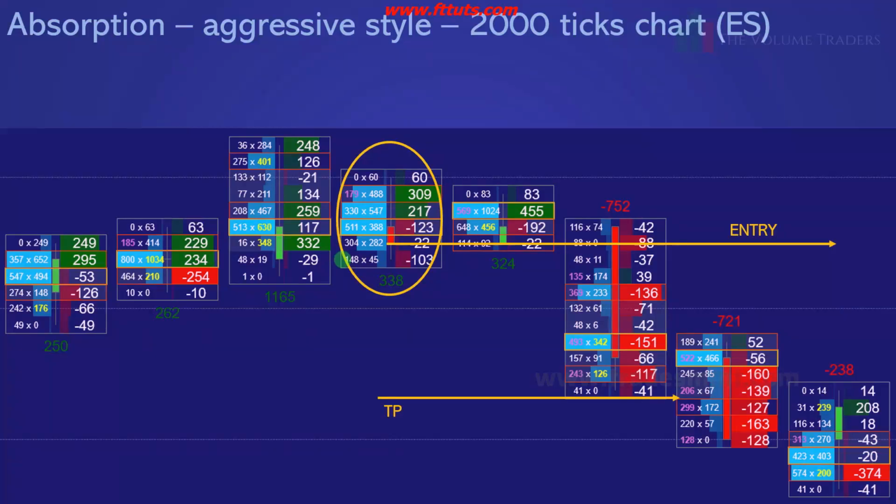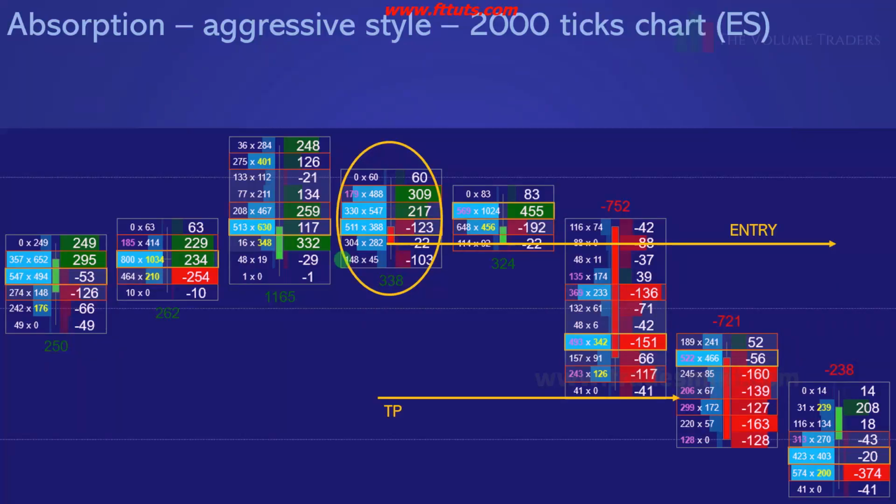Some facts to remember: the bigger the delta, the better. Try not to look for deltas like +5, +60. These are too small. Over 100, 152 or even bigger, they are the greatest. For me, the 338 delta on a 2000 tick chart is big, really big.